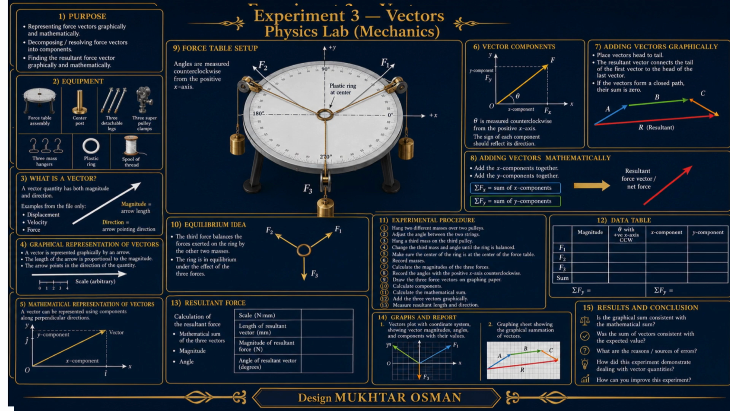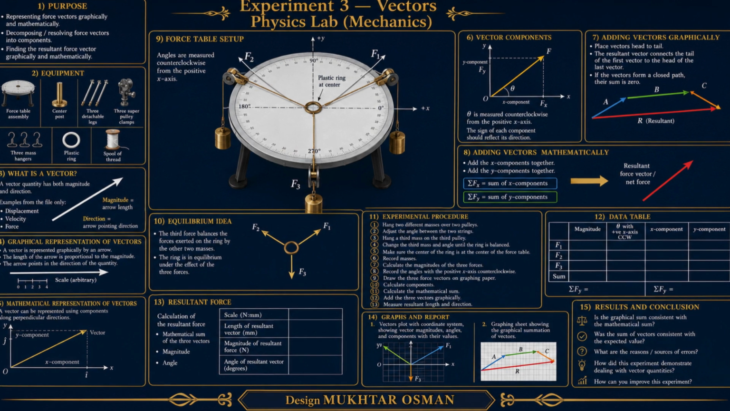Finally, the conclusion should explain whether the graphical sum agrees with the mathematical sum, whether the vector sum is consistent with the expected value, what sources of error may have affected the results, how the experiment demonstrates vector quantities, and how the experiment can be improved. This experiment gives students a clear practical understanding of vectors, components, vector addition, resultant force, and equilibrium.